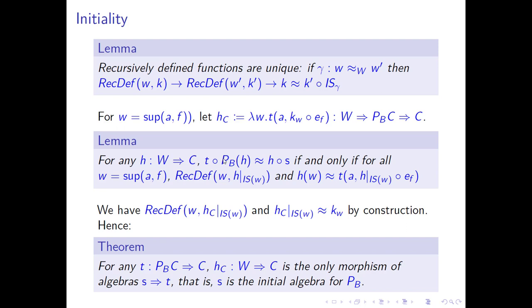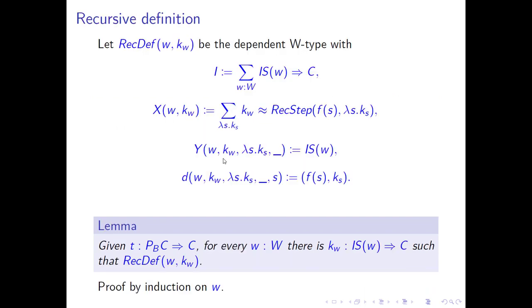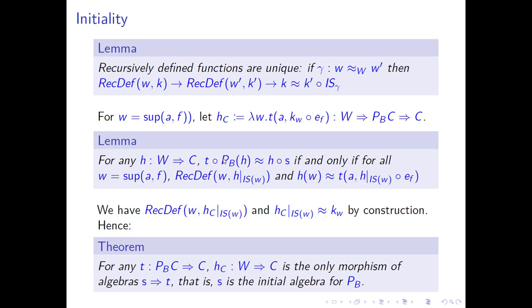Forgot a parenthesis here. Then you just need to go one step further down from immediate subtrees to the actual W type, and you do that by applying again this same construction here. So you map it to the pair of the name and the function given by this lemma. So you know that for each W you have a function here, and you use that and give it as an input to the algebra map over C, and you get your function from W to C, which is extensional.